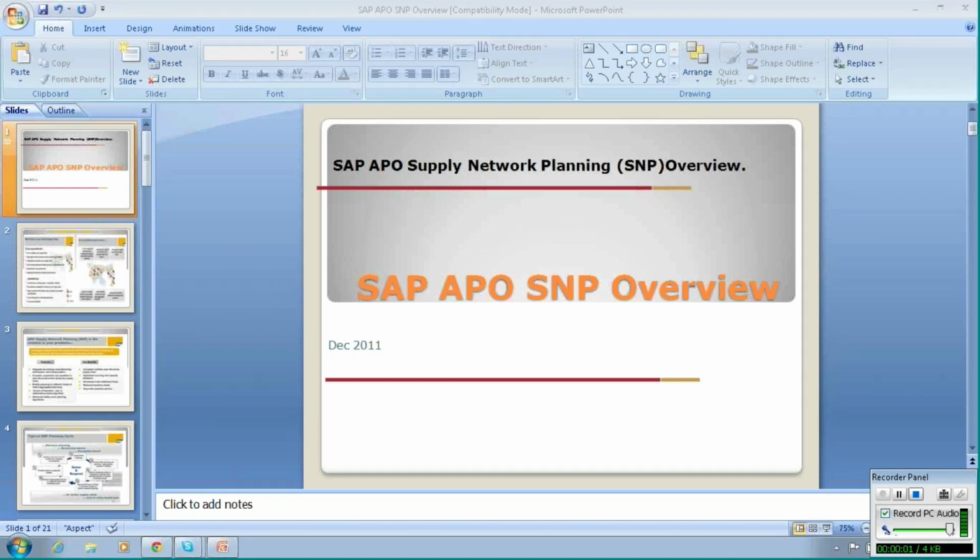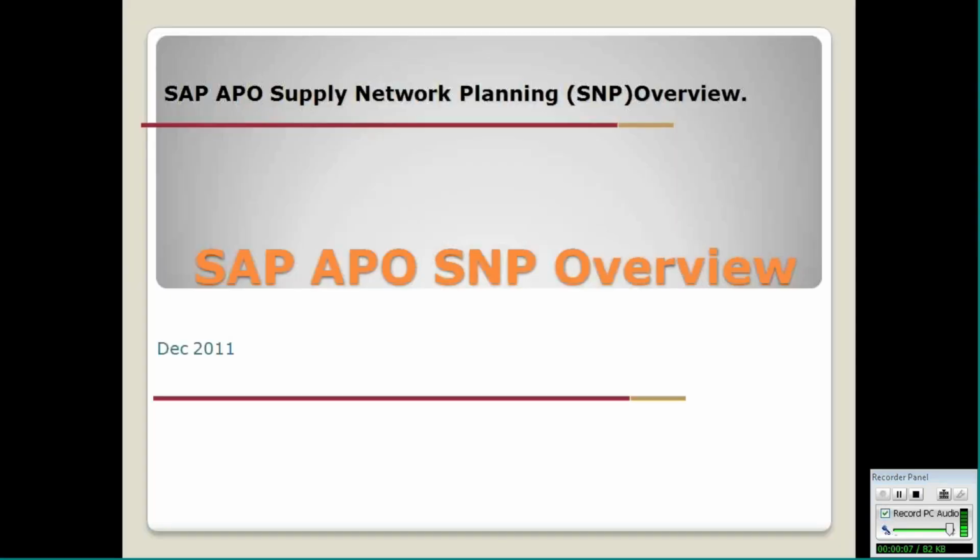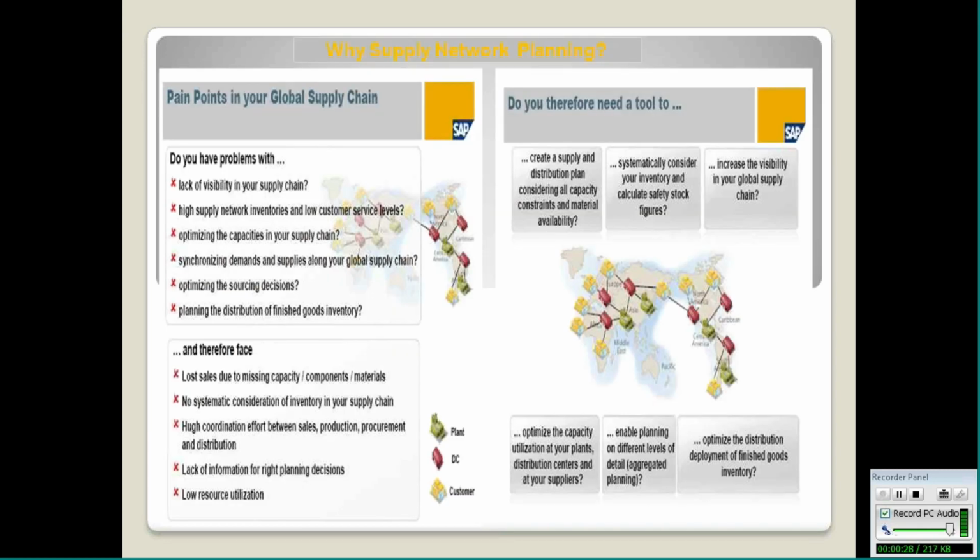We'll see the overview of the SNP. SNP is Supply Network Planning. After the DP, we have generated the forecast. Now in the SNP, we need to do the planning: how we can produce the supply based on this demand. That planning we can do in the SNP.